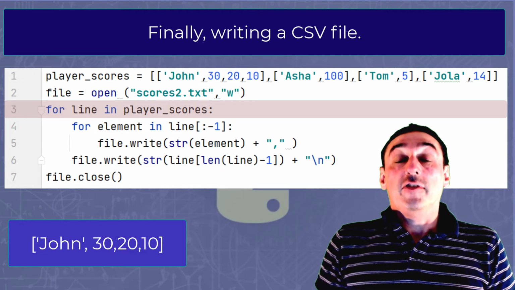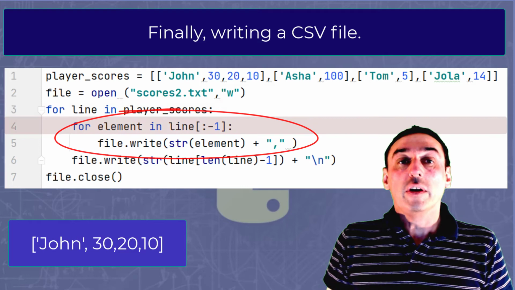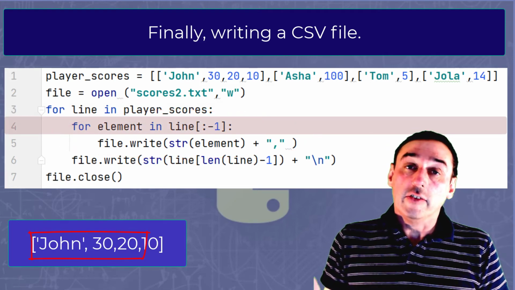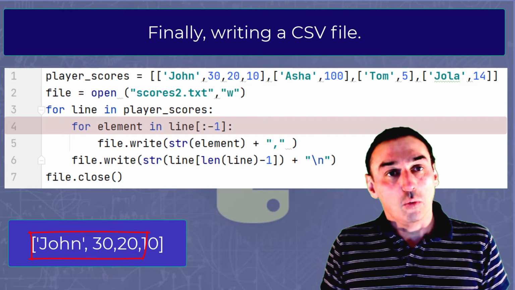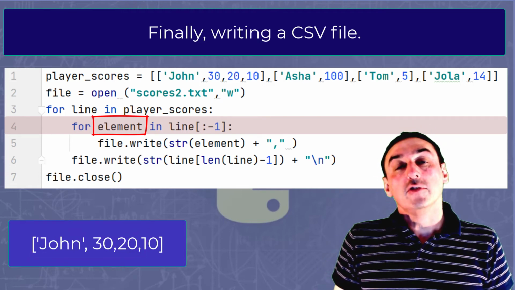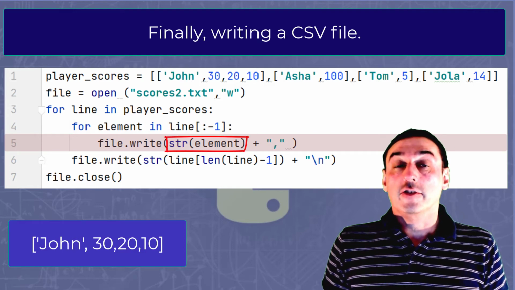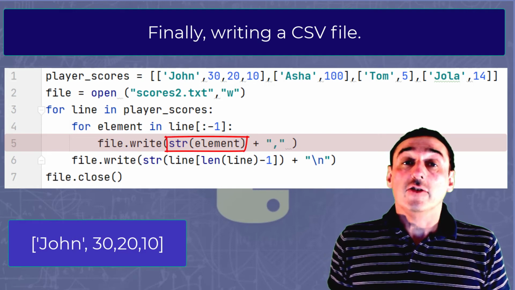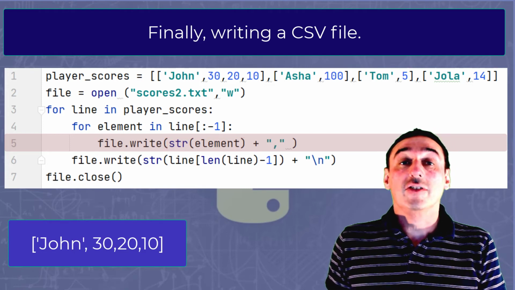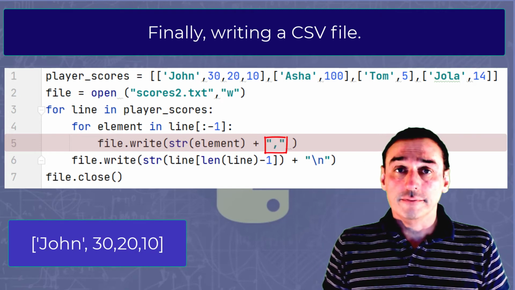So to deal with this, we create a sub loop at line 4, which will go to the length -1. So it's going to go through the entire sub list except the last one, and it's going to allocate it to element, and then we write element to the file. Notice that we use the string function to convert the integer into a string. If it's a string already, doesn't matter, it will convert it to a string because we can only write strings to a text file. And then at the end of each one we add a comma.